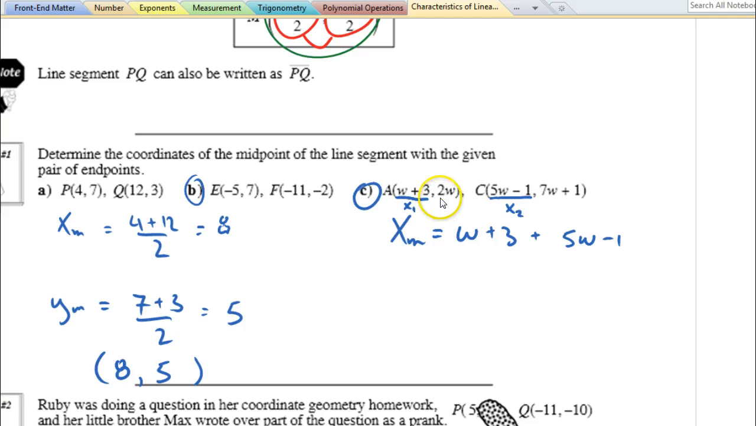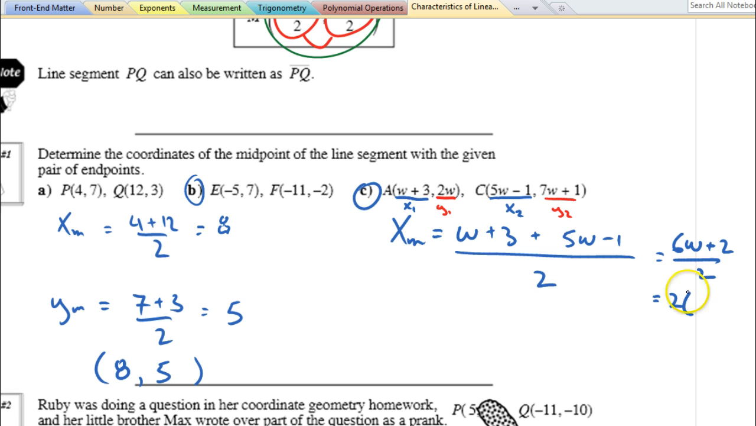I'll do the y's in red. Y1, y2. Oh, I forgot the one thing here. Of course, we divide by 2. So then we're going to end up with 6w plus 2 over 2. And then we're going to factor out a 2 from the top, so it's going to be 3w plus 1 over 2. And the 2's cancel, so it's 3w plus 1.